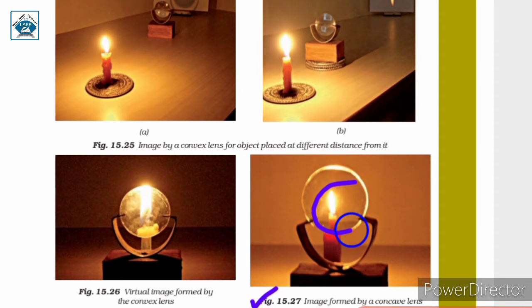When compared to the actual size of the candle, the image we obtain when we look at the candle through the concave lens is smaller. It is smaller, erect, and it is always virtual. Here you can see the virtual image of the candle formed by a convex lens. As you can see, this image we get while we are looking at the candle through the convex lens is enlarged. That is, the size of the image is larger than that of the object.